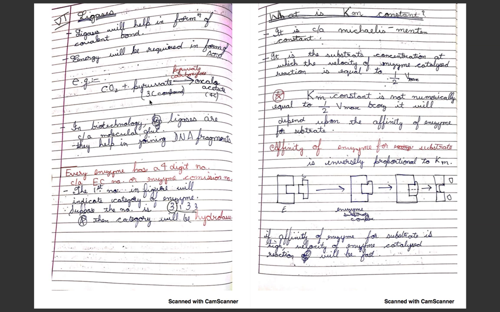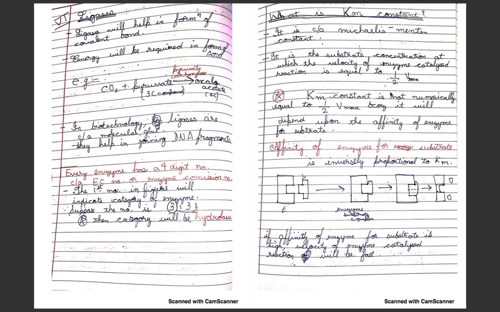Every enzyme has a 4-digit number, as done earlier, called the enzyme commission number. Now the first number indicates the category of the enzyme. Suppose the number is 3.1.3.3, anything it could be, but then the category would be hydrolase, because the third is hydrolase. You cannot change the number of the groups. These categories have to be remembered along with the number they correspond to.